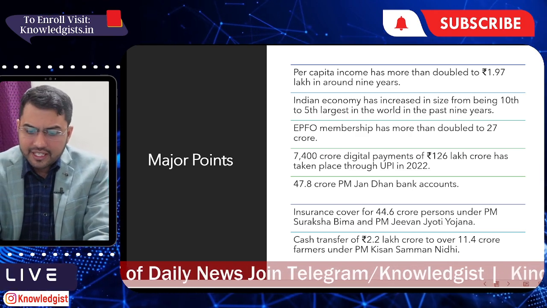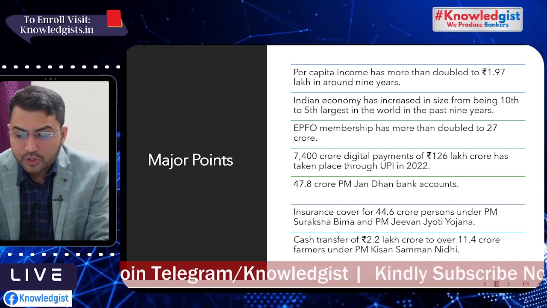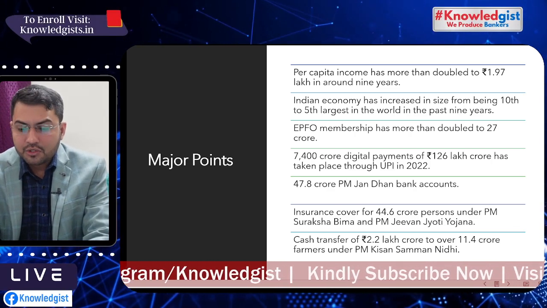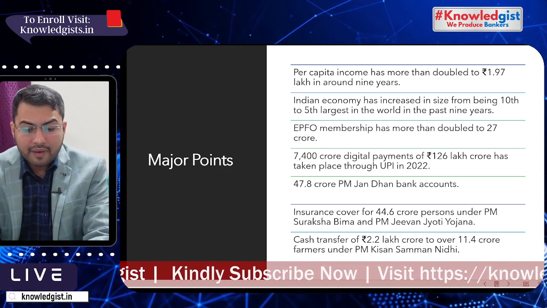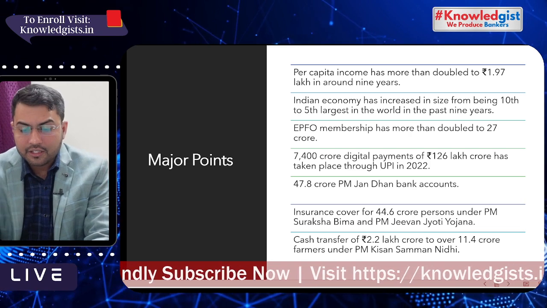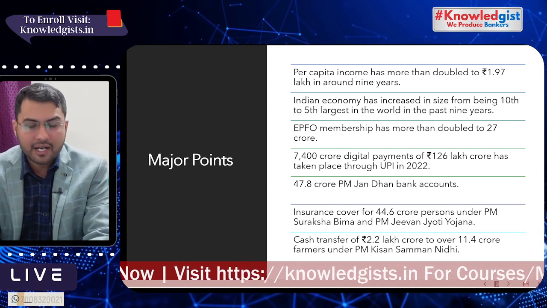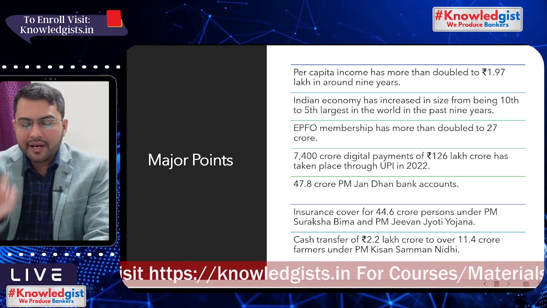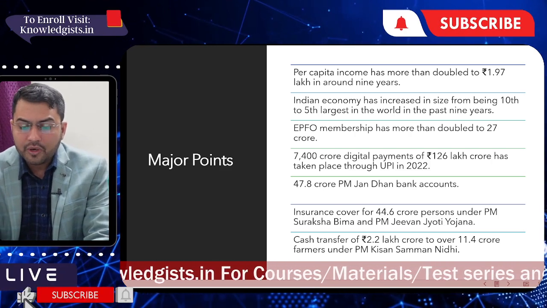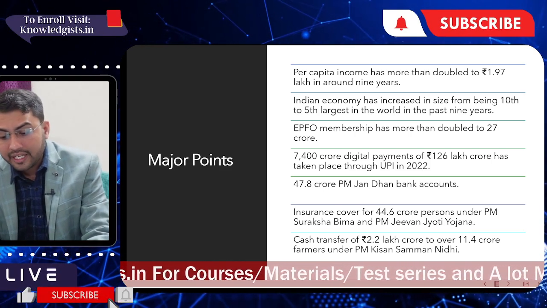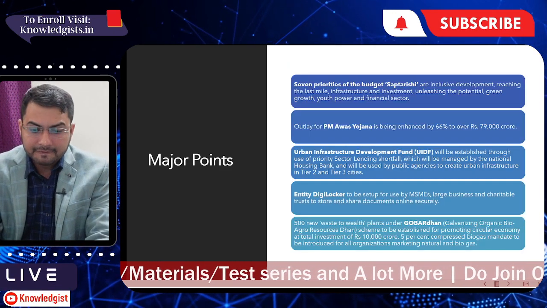EPFO membership has increased. 7,400 crore digital payments were made through UPI, and the amount is 126 lakh crore. 47.8 crore Jan Dhan bank accounts are opened. Insurance cover for 44.6 crore persons under PM Suraksha Bima and PM Jivan Jyoti Bima. Bankers have to look into these figures from an MCQ point of view. Cash transfer of 2.2 lakh crore to over 11.4 lakh crore on PM Kisan Samman Nidhi.